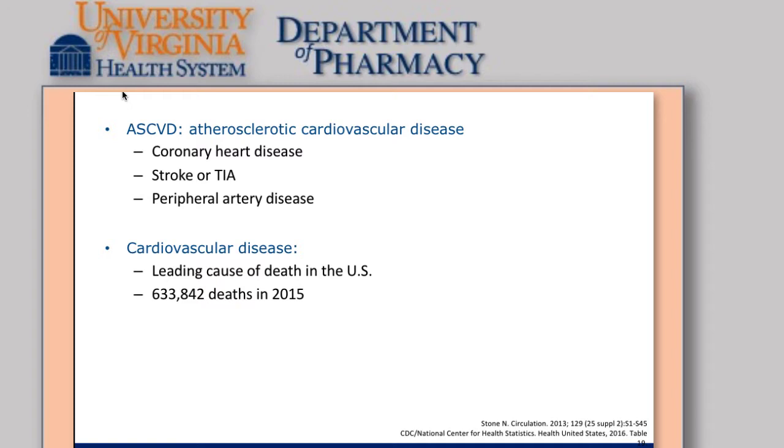So what is atherosclerosis? Typically when we encounter this clinically, it's something we call ASCVD, or atherosclerotic cardiovascular disease. And this is made up of coronary heart disease, so your patients who have had an acute MI or an acute coronary syndrome, either unstable or stable angina, as well as stroke or transient ischemic attack or peripheral artery disease. And of course, why are we talking about this? Cardiovascular disease is a leading cause of death in the United States, with over 600,000 deaths reported in 2015.